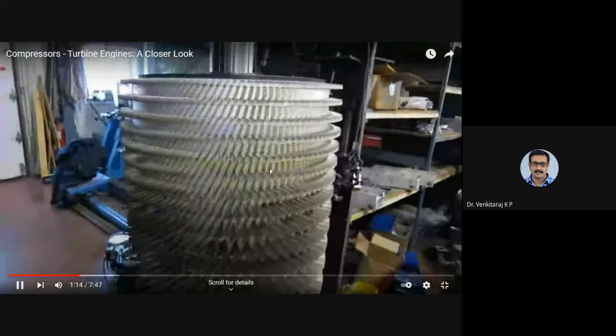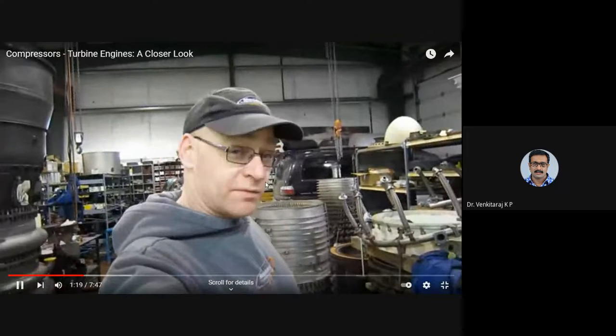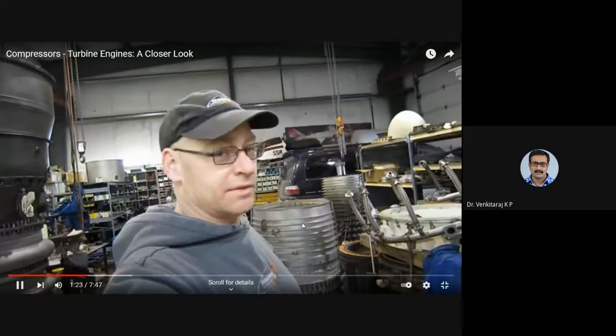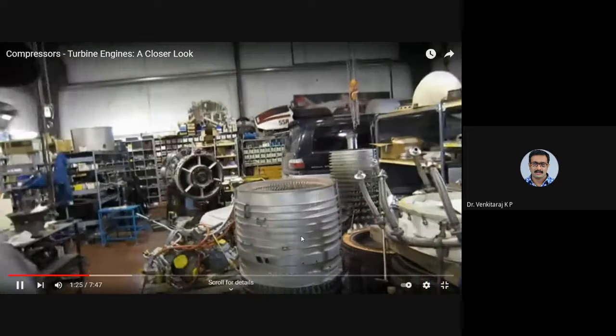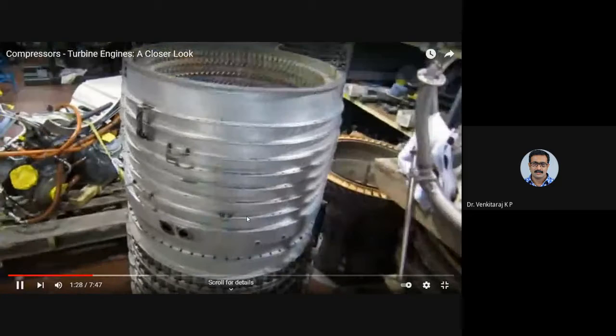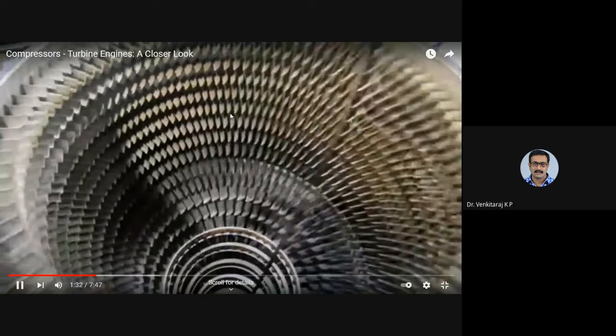So this is the rotor of the compressor, and this rotor is covered by this casing. You can see this is the casing. See, these are the stator blades.